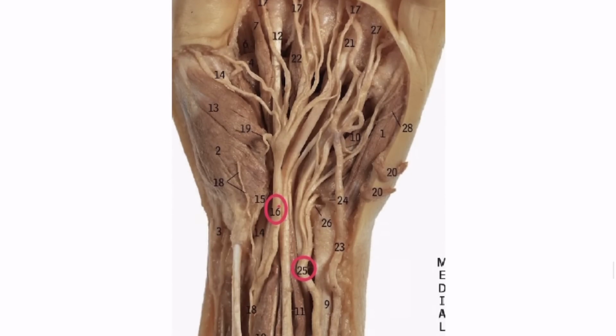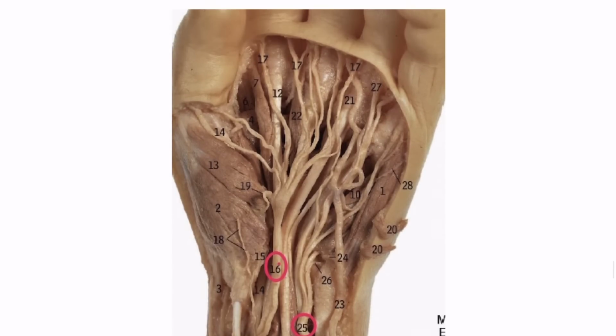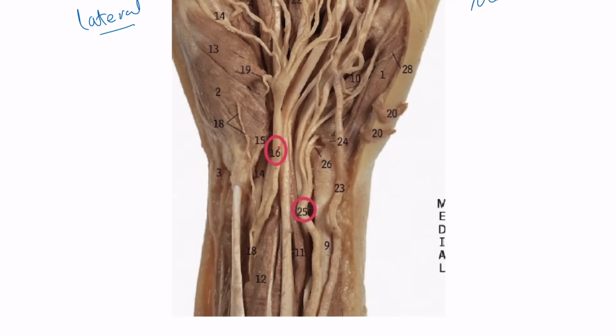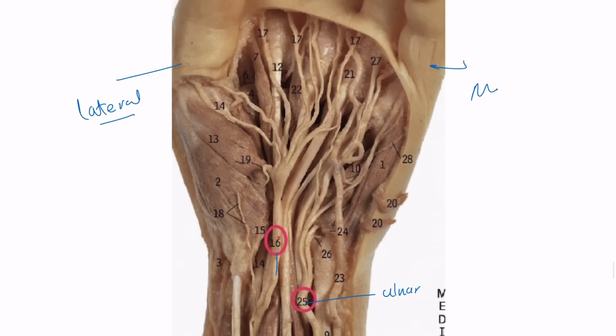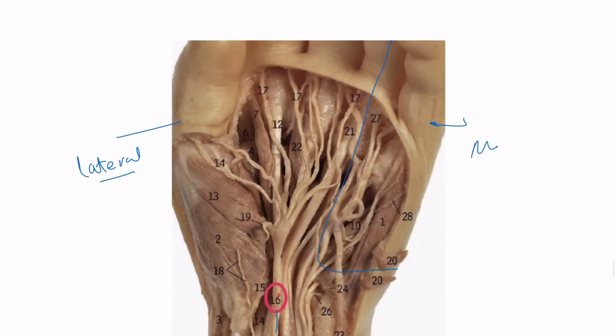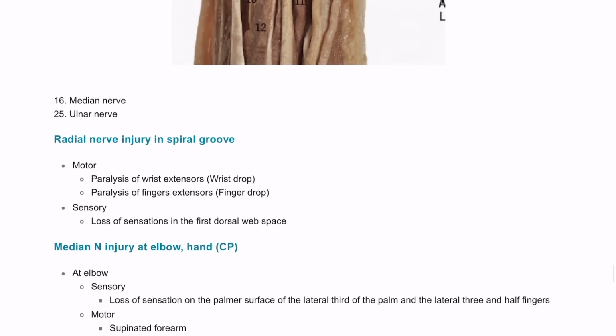Again, this is a very similar one. So we'll see that is the thumb, so that is lateral, and that is the little finger, so that is medial. You have here the median nerve, number 16, and 25 is the ulnar nerve. And again, sensations will be here for the ulnar and here for the median nerve.